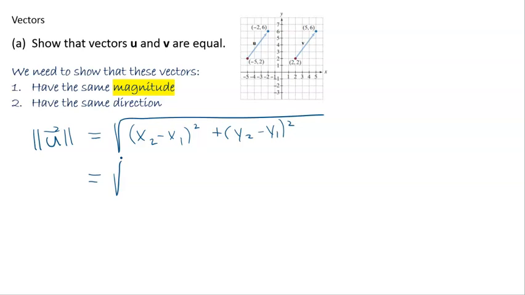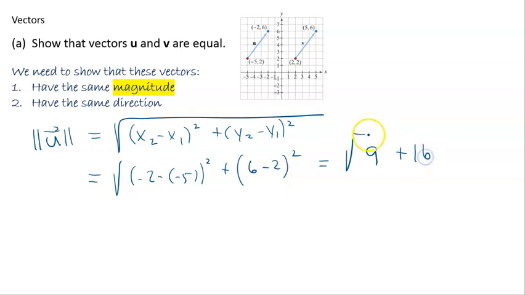So if I subtract my x values, -2 minus a -5, please be super careful with your signs when you do that. That is a -2 x value minus a -5 x value. Then subtract my y values, that's 6 minus 2, squared. Now where's this distance formula coming from? Remember the Pythagorean theorem. So -2 minus a -5 is 3. 3 squared is 9. Notice I'm leaving out some steps. 6 minus 2 is 4. 4 squared is 16. Looking good. Square root of 25. Don't forget to take the square root.